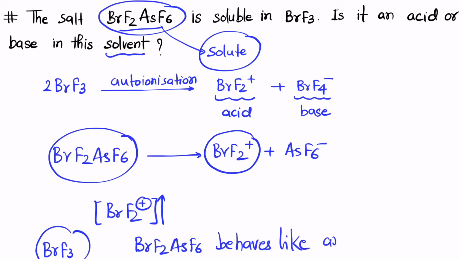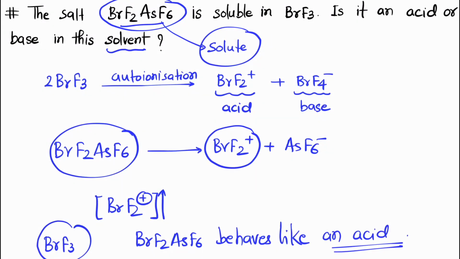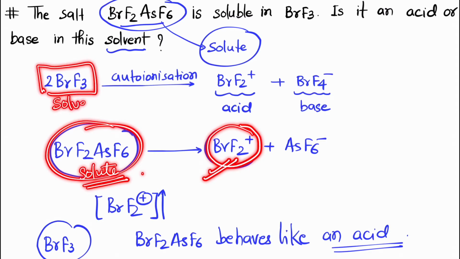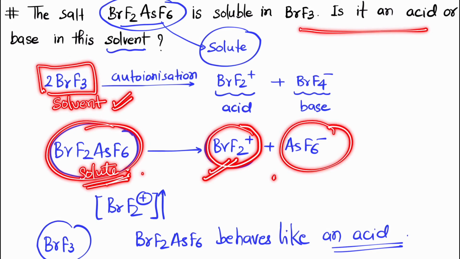So overall, what we have studied is that if the solute is increasing the concentration of the cation generated by the solvent, then this solute will behave like an acid. And if the solute increases the concentration of the anion, then that solute will behave like a base in that particular solvent. Thank you.